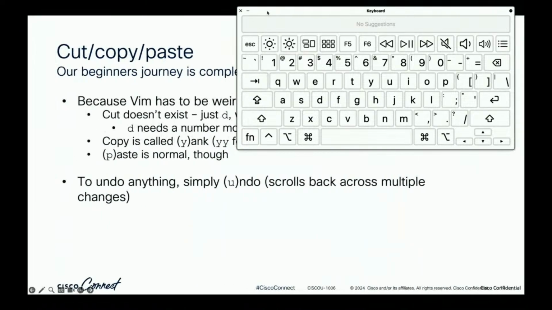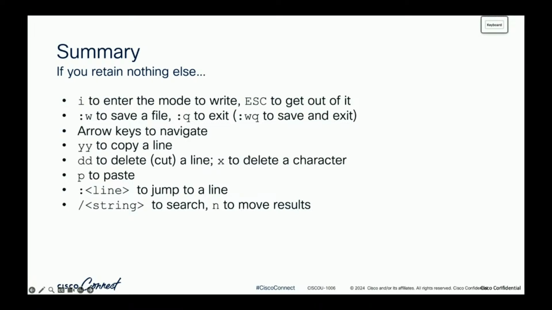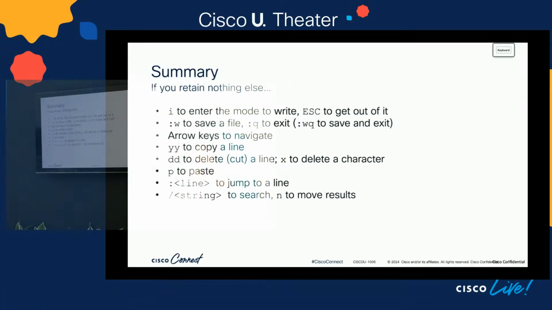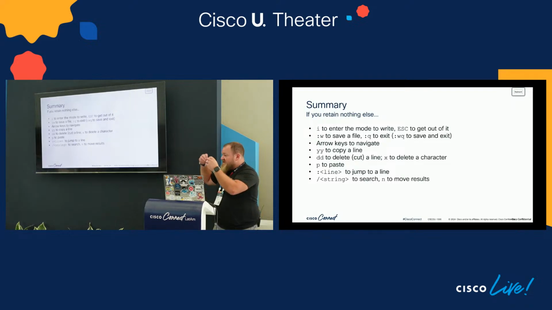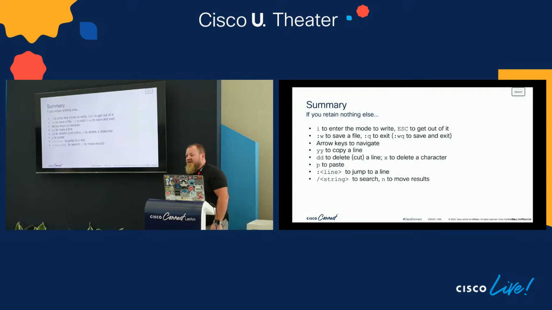So that is all I will have time for today. This is the most important stuff. If you take nothing else away from this presentation, this is the important stuff. I to enter the insert mode, escape to get out of it, W to save, Q to exit, arrow keys to navigate, 2 Ys to copy a line, 2 Ds to delete a line, X to delete a character, P to paste, :line to jump, and /string to search and to move. Those are the most handy commands. If you learn nothing else, you can do 95% of your editing in Vim with these commands right there.